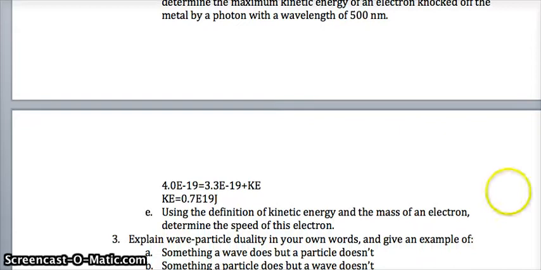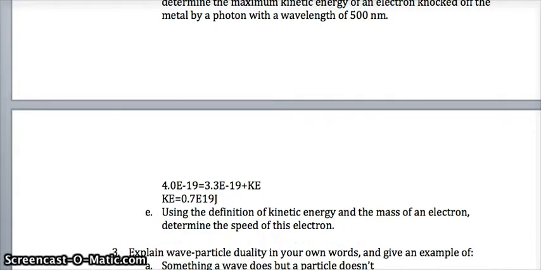Then it says, using the information of kinetic energy and the mass of the electron, determine the speed of this electron. So here we're going to go back into Microsoft Equation.